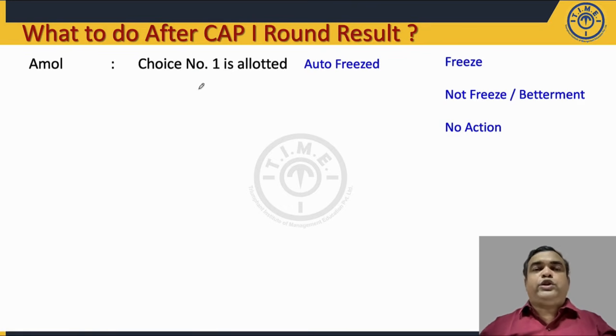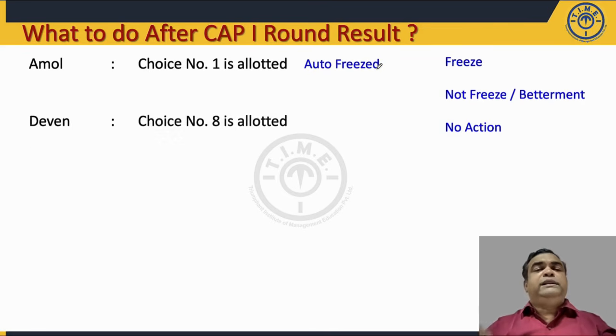So if you are allotted choice number 1, which is auto freeze, you pay a seat acceptance fee of 1,000 rupees. Then your seat is confirmed. Go to the college, in this case JBIMS, and show all your documents. Pay the fees of that college. They will give you a receipt. Your admission is confirmed, and you're out of the CAP round process. You're not eligible for the further process.